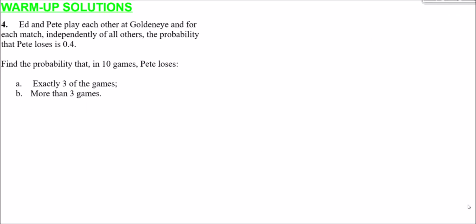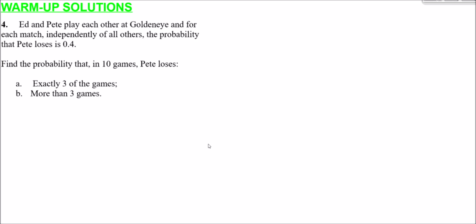And finally on the warm-up, question 4. So we have Ed and Pete playing each other at GoldenEye, and for each match, independently of all others, the probability that Pete loses is 0.4. Find the probability that in 10 games, Pete loses exactly 3 games.